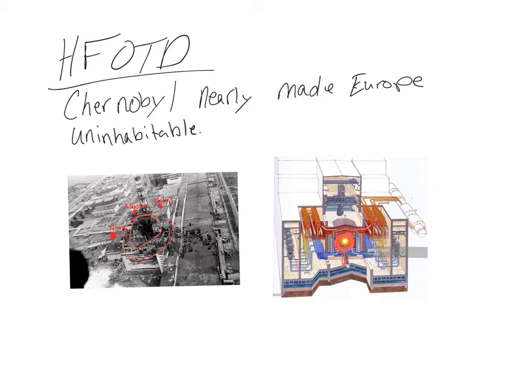Uncalculatable cost to the environment and to fishing and to the livelihood of people. Like, imagine if the Mediterranean was radiated right now. That would be very strange for the people of Greece and Italy and Spain.